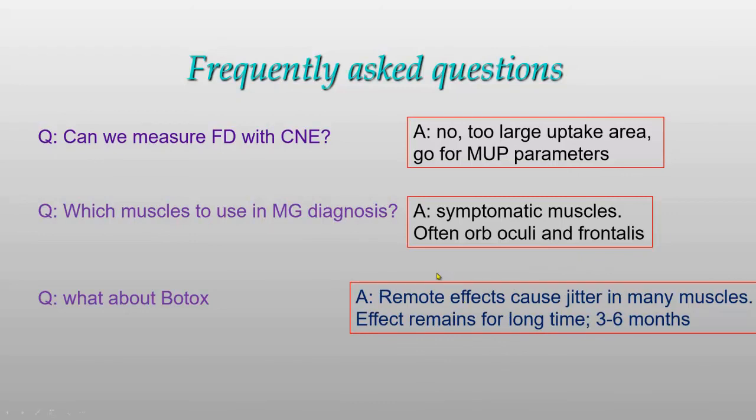Another important question is that about previous Botox injections. Remote effects of Botox can cause jitter in many muscles, and I should say that an unexpected finding of increased jitter should always lead to the question, did you have a Botox injection? The effect remains for a long time. It's unclear how long it is, but at least 3 or 6 months, even more in certain publications.